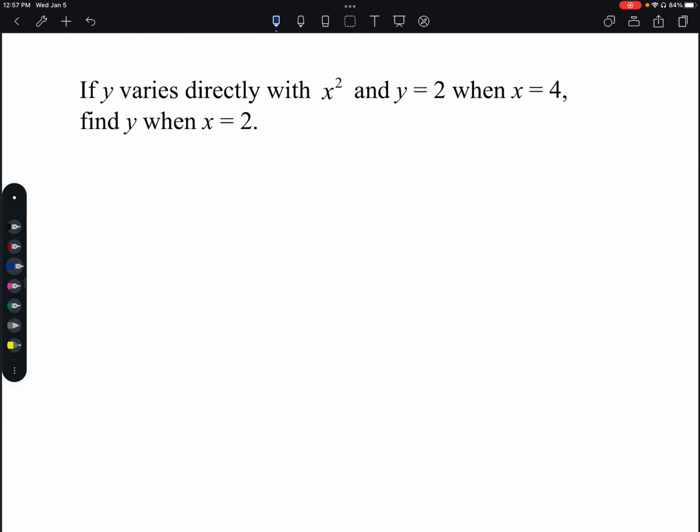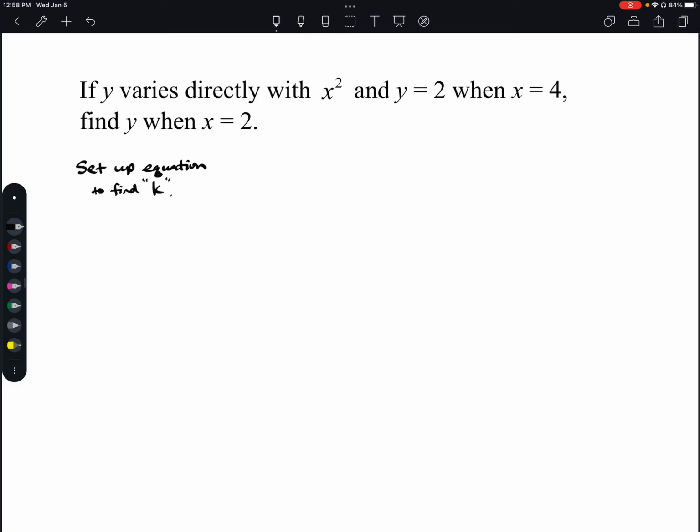All right, so looking at some examples. It says, if y varies directly with x squared and y equals 2 when x equals 4, find y when x is 2. So the first thing that we're going to want to do here when we're dealing with these is set up an equation to find our k value. Okay, so we want to find our k value.